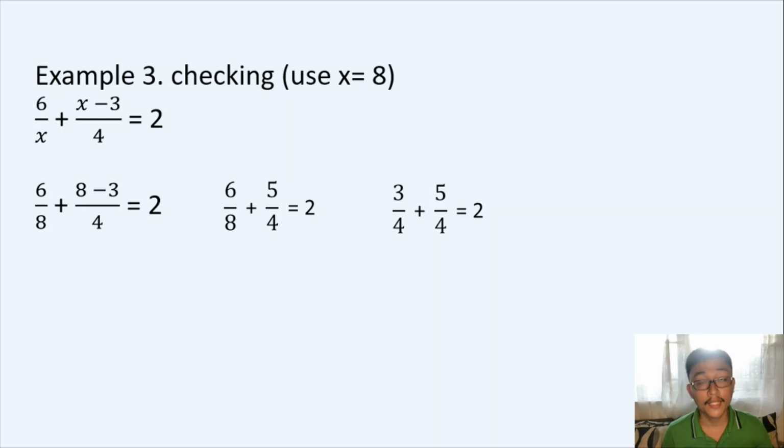Para yung taas na lang i-add natin. So, that is 3 plus 5, that's 8 over 4. 8 divided by 4 equals 2. 2 equals 2. So, tama yung ating checking dyan.